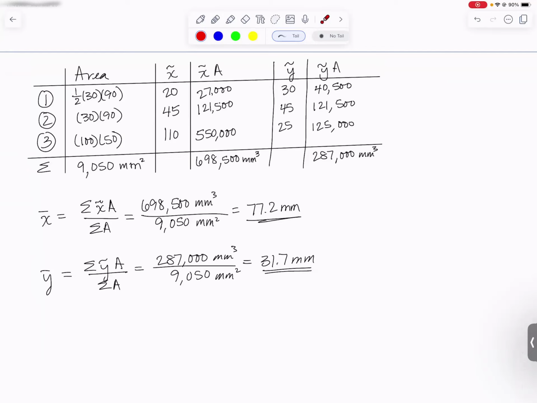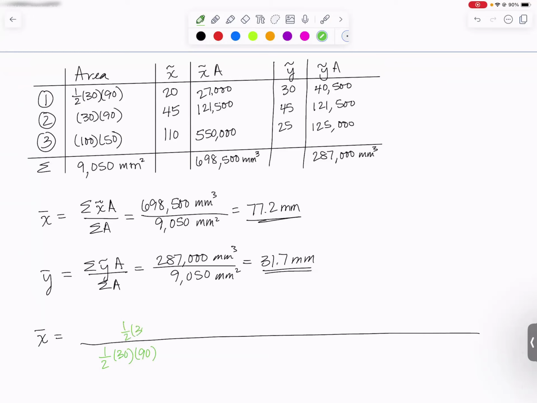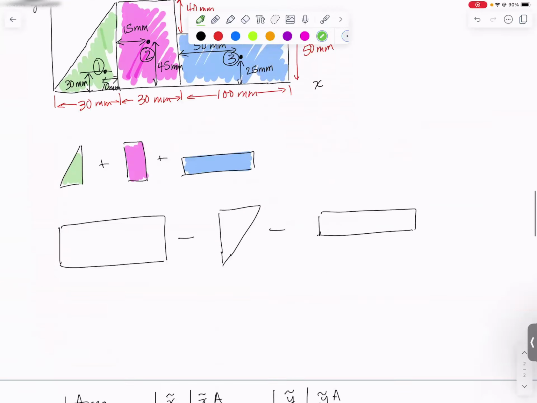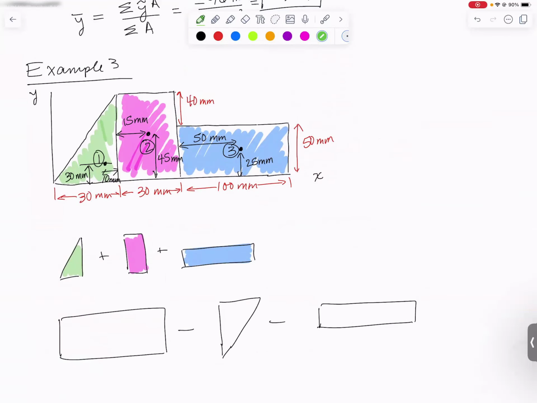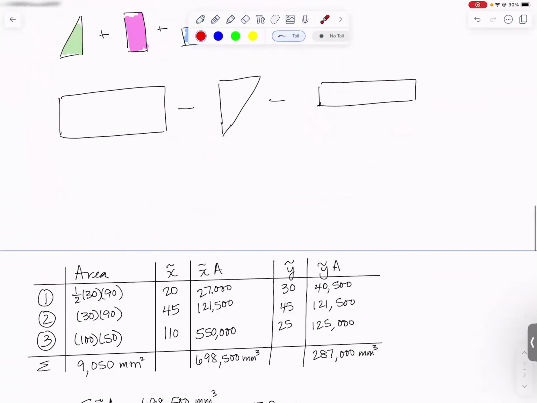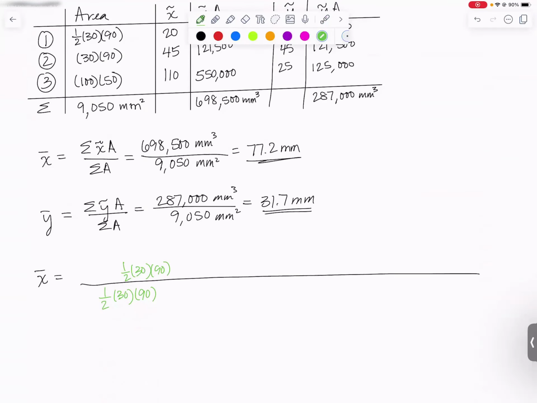If you wanted to do this with the inline approach, you are totally welcome to do that. Let me just write it out for one of these. X bar equals, I need a great big division sign. And what I'm going to do is first write down each of the areas. I got 1/2 times 30 times 90. On the top, I'll also have 1/2 times 30 times 90. And then I need to figure out how far over is the x coordinate of that centroid. And we found that already. It's this 20 millimeters over from the axis. So this gets times by 20 millimeters.